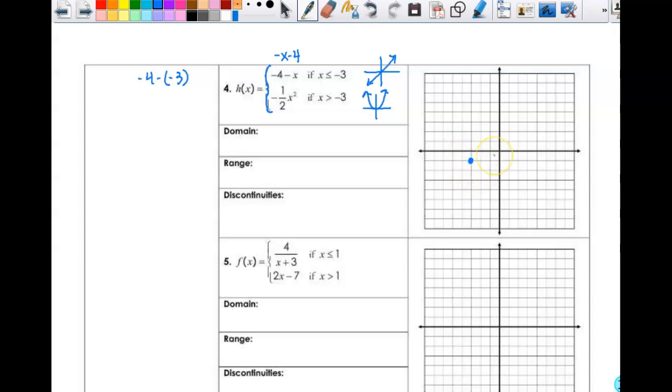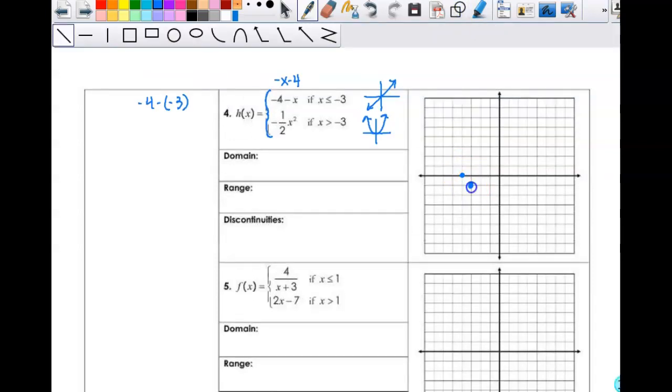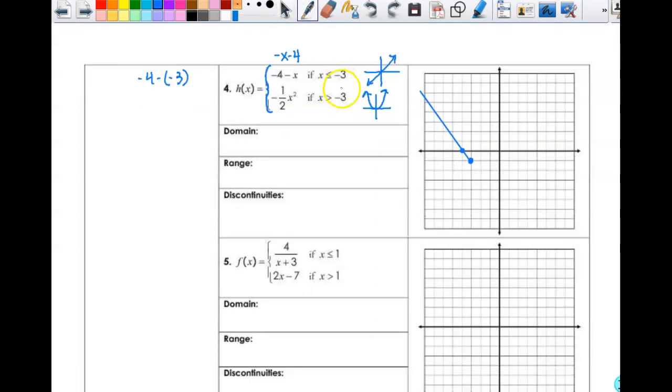Well, I don't want any points up to the right of this point for my line. So since it's negative 1, I'm just going to go left 1 and up 1. There are my 2 points to get my line. And I have my arrow over here. So now the domain of this is all the x values less than or equal to negative 3.